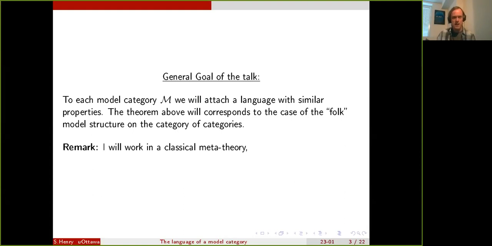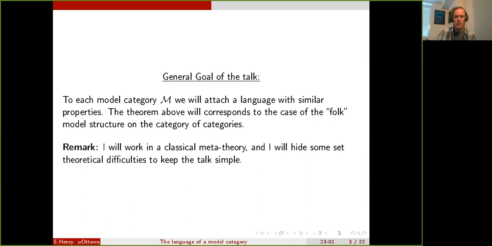So I should say that I will work in a classical meta theory, so I'm assuming classical logic, axiom of choice, everything. And the main reason for that is that at the present time, the constructive theory of model category is still fairly new and in its infancy, and it's maybe not yet ready for this kind of work, but hopefully one day we'll be able to make all that completely constructively.